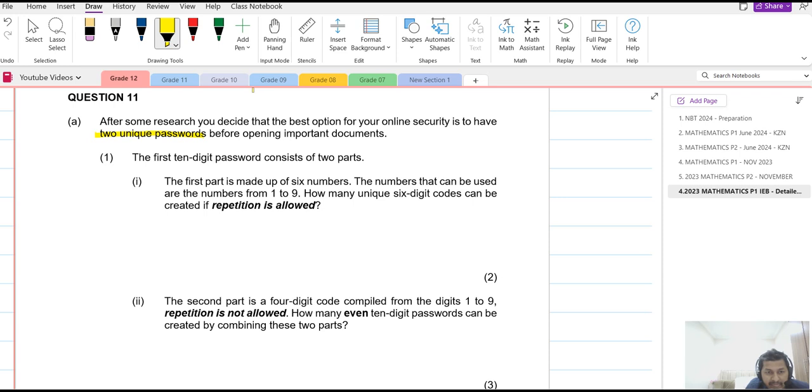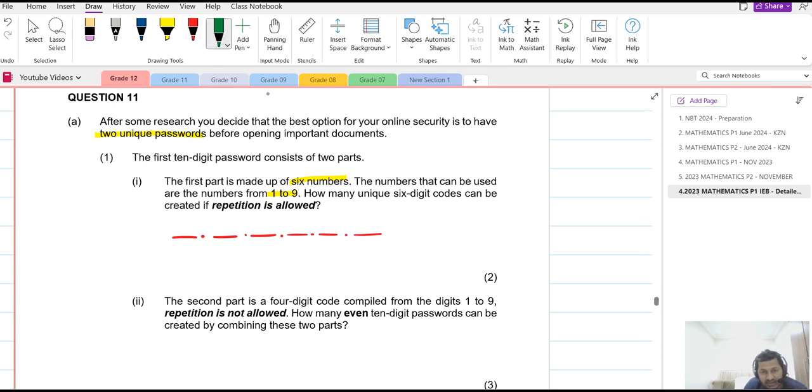The first 10-digit password consists of 2 parts. So we have a 10-digit password. The first part is made up of 6 numbers, right? The numbers that can be used are numbers from 1 to 9. Because it's made up of 6 numbers, let's put 6 spaces here: 1, 2, 3, 4, 5, 6.